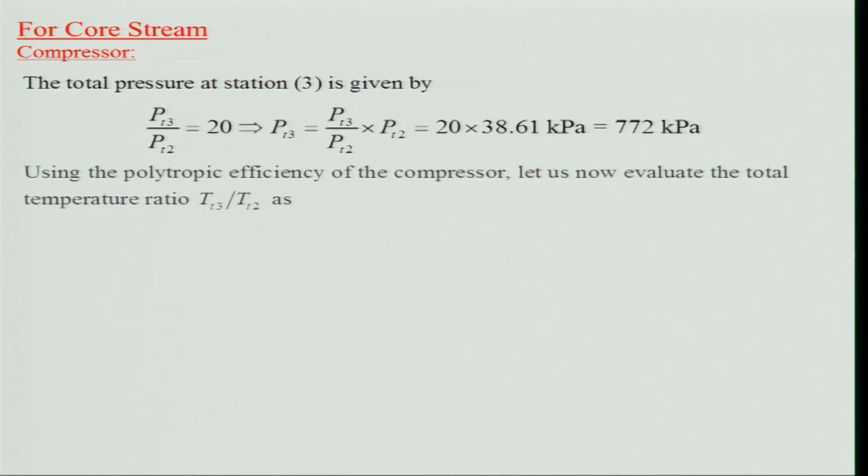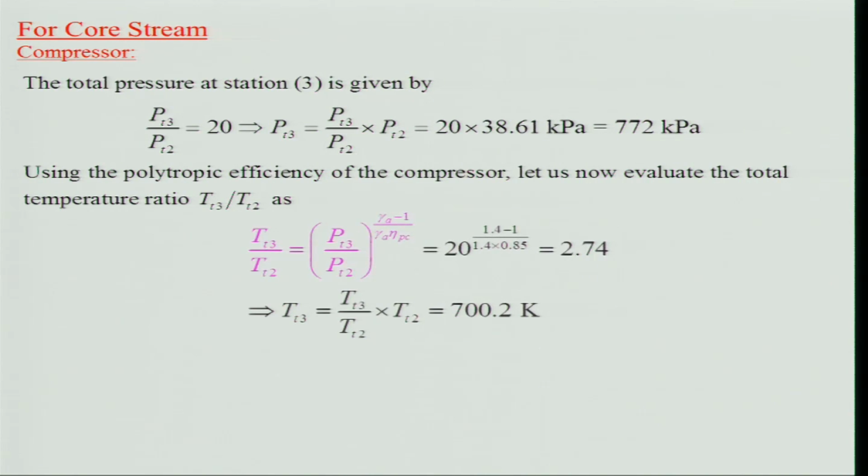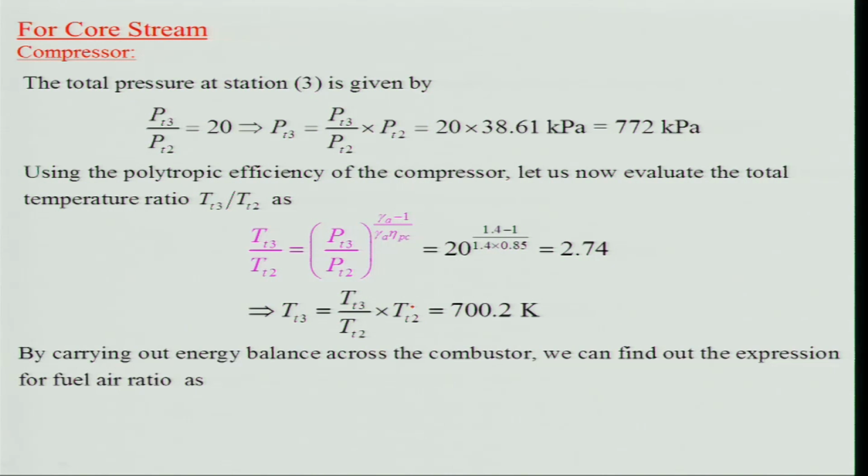Using the polytropic efficiency of compression, let us now evaluate TT3 by TT2 as PT3 by PT2 raised to (eta_PC minus 1)... So, when you substitute these values, you will get 2.74, and then from that we know TT2. So, you can get TT3 as 700.02 Kelvin.